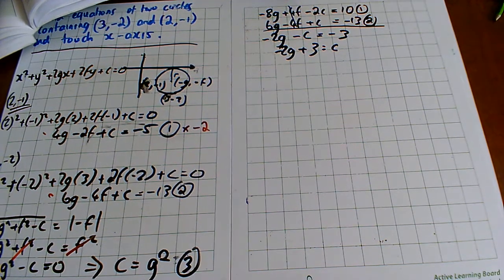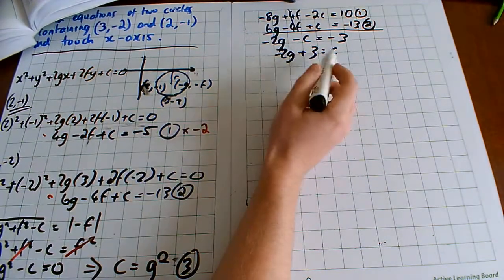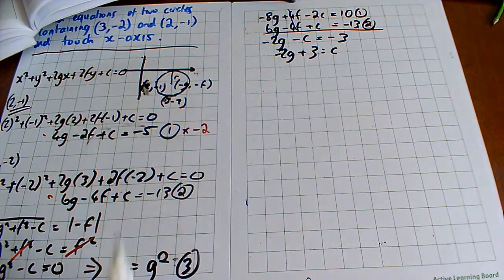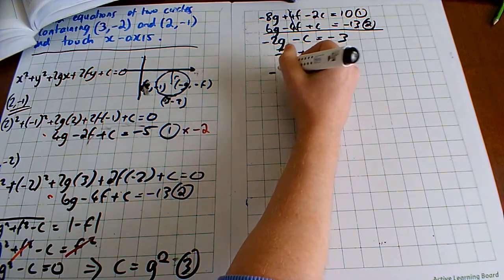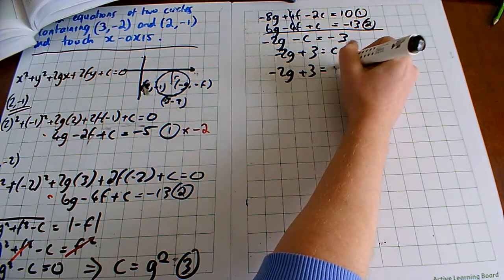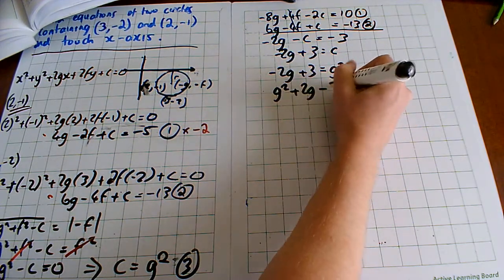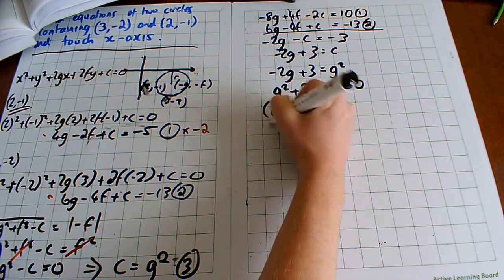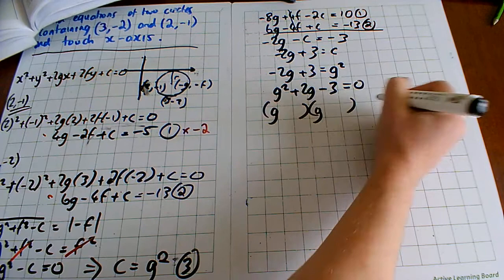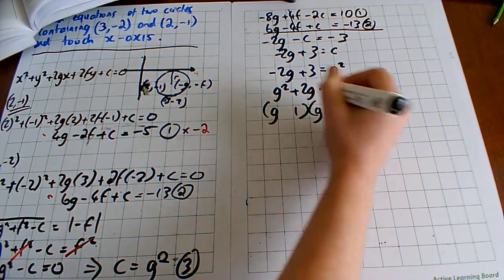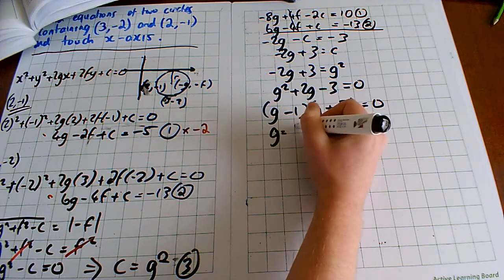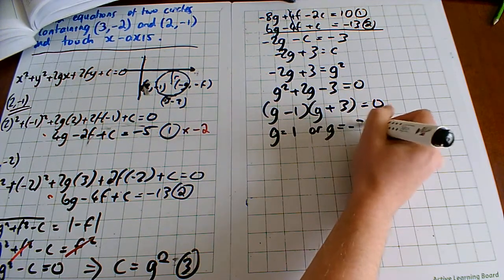Okay, now the reason I've got rid of the f is because now I've got c in terms of g, and we have this third equation. So instead of c, I'm going to substitute in g squared. So it now becomes minus 2g plus 3 equals g squared. Bring everything to one side: g squared, bring this across, plus 2g minus 3 equals 0. I'll solve for g. It has to be 3 and 1. It has to be a plus, so plus 3, minus 1. So g is equal to 1, or g is equal to minus 3.